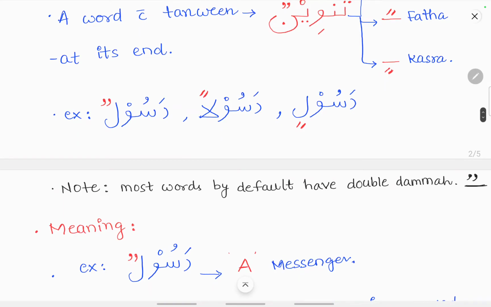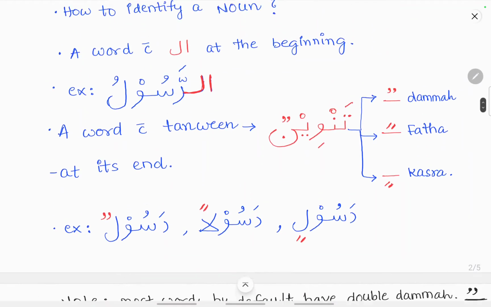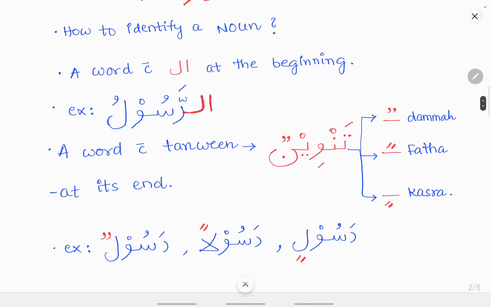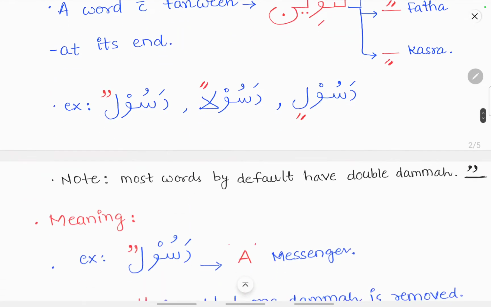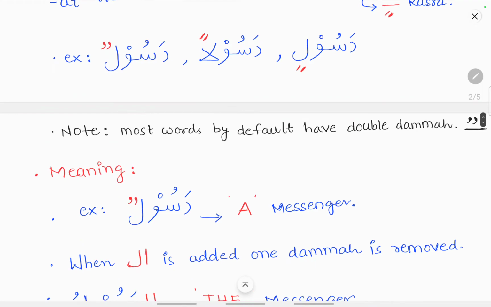So there are two identification marks for a word to be said as a noun, that is a word which starts with an alif lam at the beginning or a word which ends with a tanween, a double dhamma, double fatha or a double kasra. Note here, most of the words by default have a double dhamma at the end.